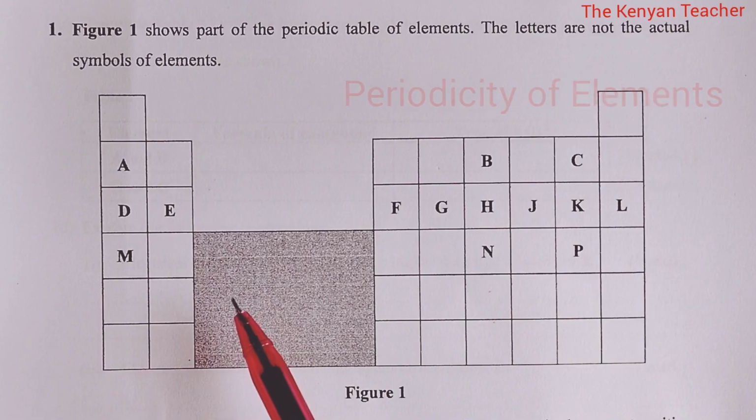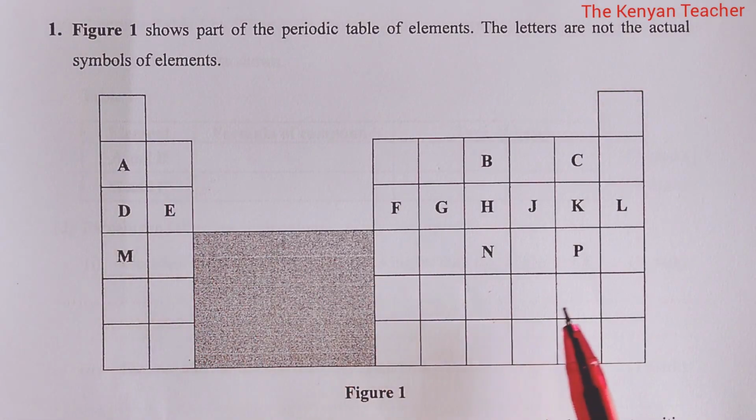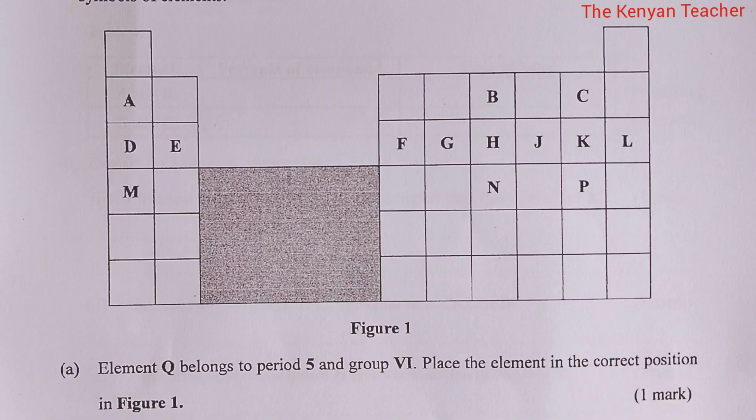So the examiner gave us letters A to P in different periods and groups of the periodic table. So we want to study the grid and answer the questions that follow. Beginning with question A, which informed us that element Q belongs to period 5 and group 6. So we want to place the element in the correct position in the grid in figure 1 for 1 mark.